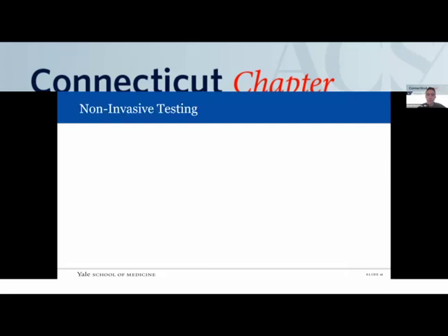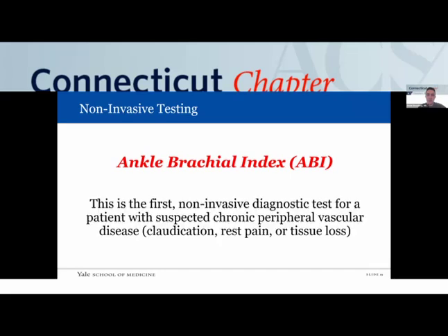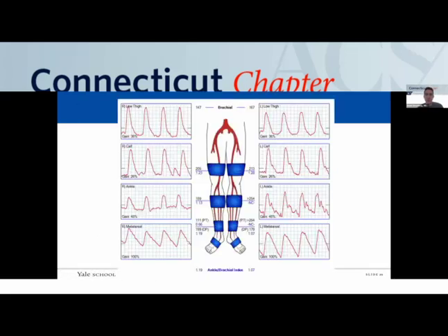So PAD. So non-invasive testing and ABIs are the cornerstone of the initial diagnostic test. So if you have a patient that you're concerned has an ischemic limb, or even if they have claudication, rest pain, tissue loss, ABIs are typically the first test that you would get. I would say that this is best served in chronic disease. And it's fairly easy to get an ABI. You can just put a blood pressure cuff up over the calf, and then you can listen to the PT and the AT and let the blood pressure cuff down, and you can get a pressure and match it to the brachial.